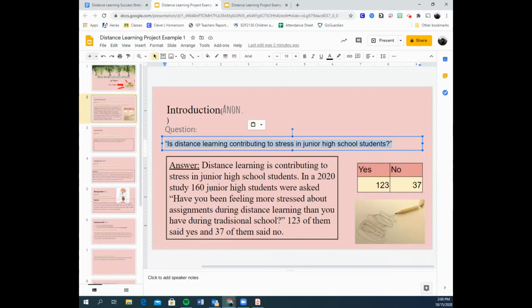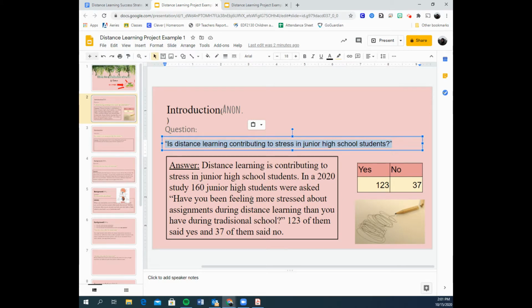That's already covered. Answer: distance learning is contributing to stress in junior high school students. In a 2020 study, 160 junior high school students were asked, "Have you been feeling more stressed about assignments during distance learning than you have during traditional school?" 123 of them said yes, and 37 of them said no.